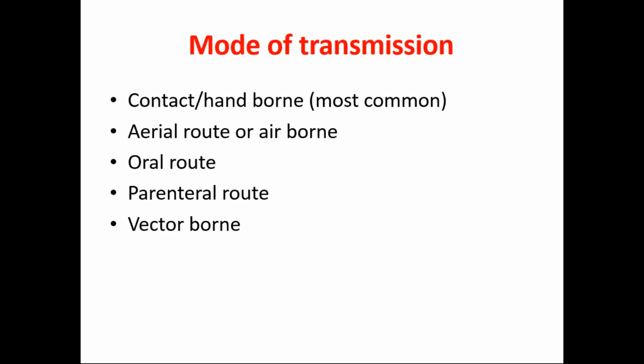Next one, mode of transmission. How does a person acquire hospital-acquired infection? First one is contact. That is the most common type of hospital-acquired infection. Next, airborne, oral, parenteral, and vector.